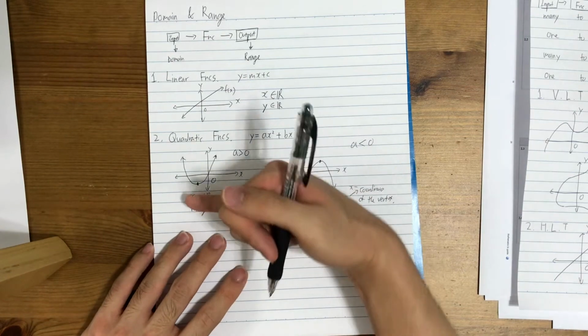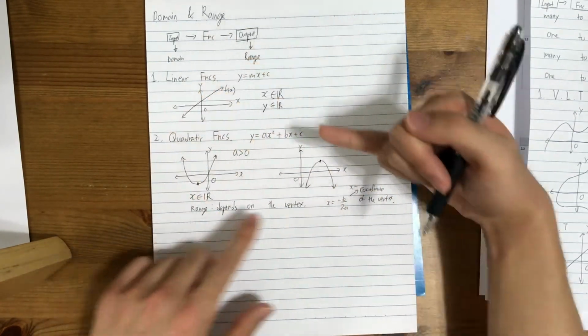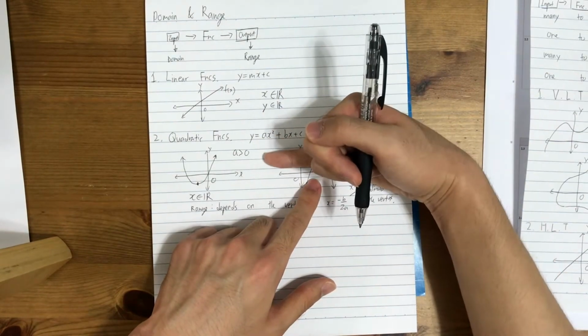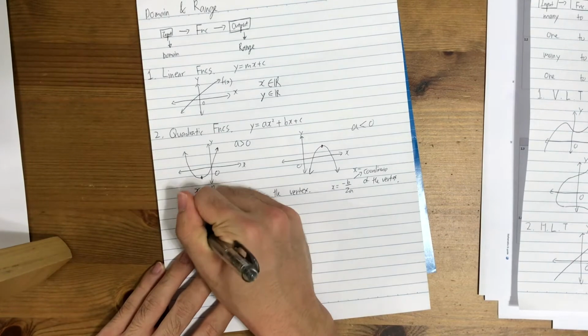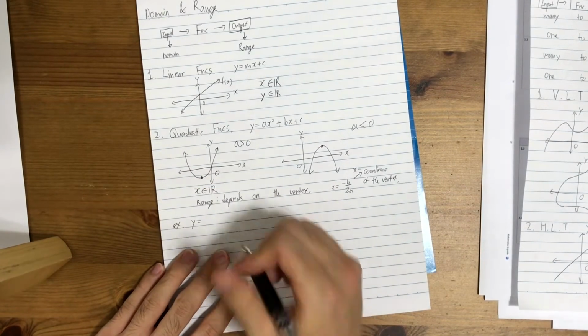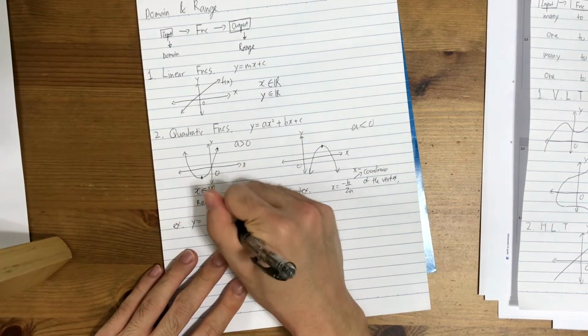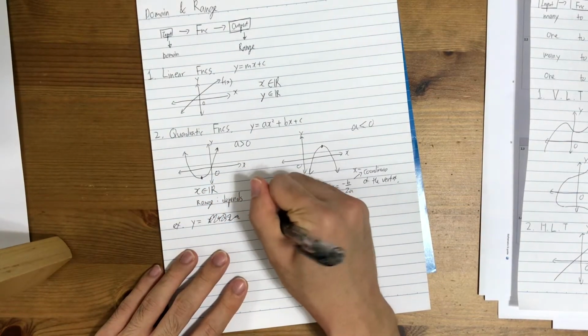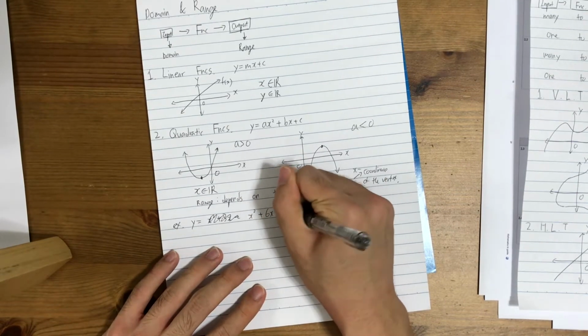So the range must be this one or above, so it's equal or greater. And for this one, it's equal or less. So for example, let's try a question like this. Let's say y equals x squared plus 6x plus 8. I don't like odd numbers here.